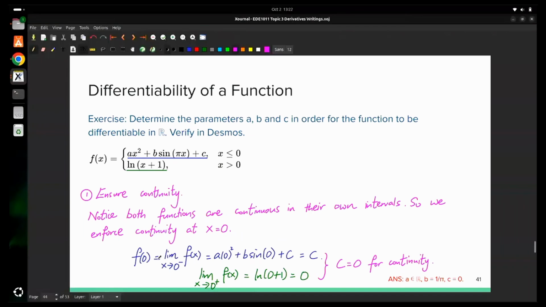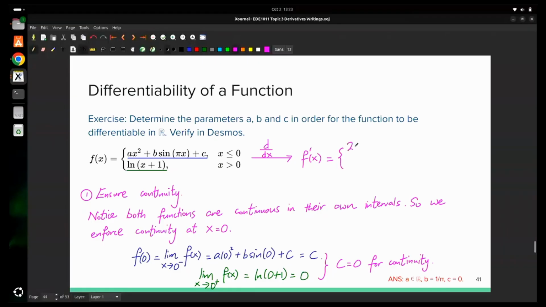But we have not ensured the collinearity of tangents yet. So therefore we need to differentiate the function. Now let's differentiate the function. So we just do a d dx of the function, then we have our f prime x. Our f prime x will be just differentiating each function respectively.